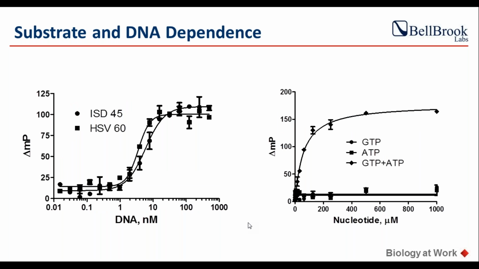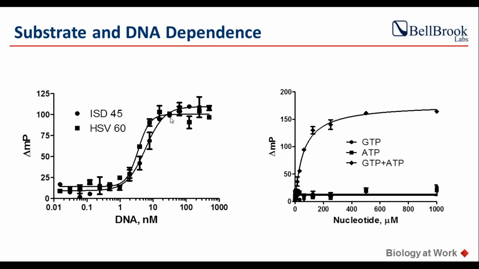Substrate and DNA dependence. This experiment was just to make sure, before we commercialized, that we are using the right kind of DNA for the product. One is the interferon stimulating DNA, which is what we have in the kit right now, but we also tested HSV. This is the herpes viral DNA. It is a 60 base pair DNA.